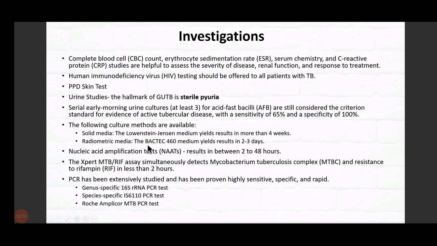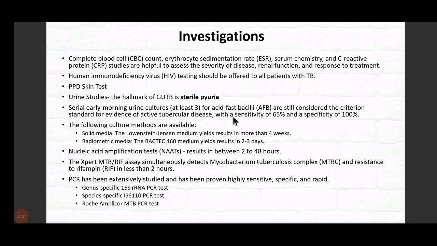Investigation, I believe for the TB, you might be aware of the various investigations. You will get a complete blood picture. TB patients are nutritionally low, they may be anemic. Those are ESR and C-reactive protein. ESR is also an indicator to titrate the response to the disease.